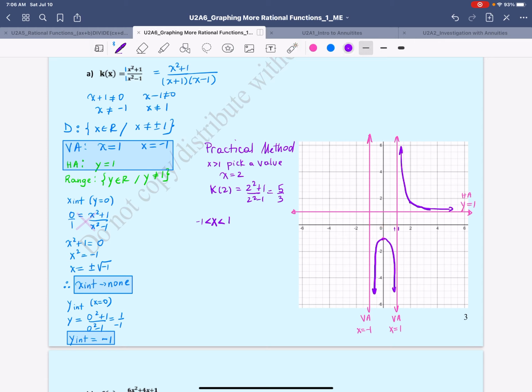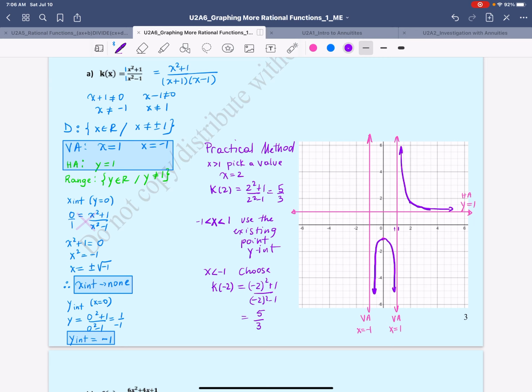So from -1 to 1, we use the existing point, which is the y-intercept. And we draw the graph so that it follows the asymptotes. Now for x values less than -1, we choose x equals -2 to evaluate the function. So we'll have -2 squared plus 1 over -2 squared minus 1, which will give 4 plus 1, 5 over 4 minus 1, 3.